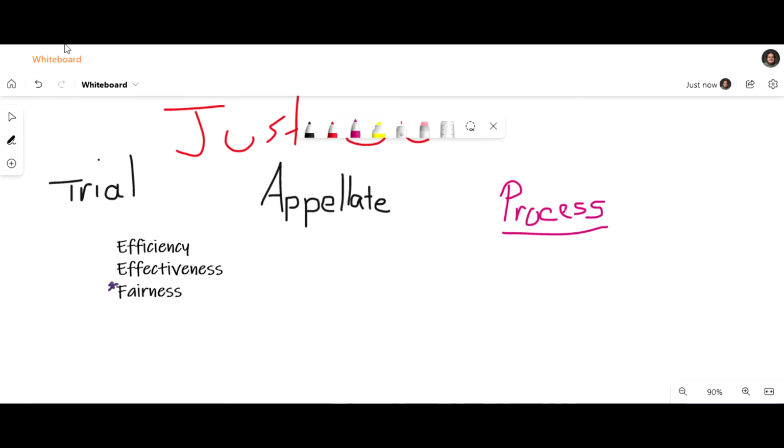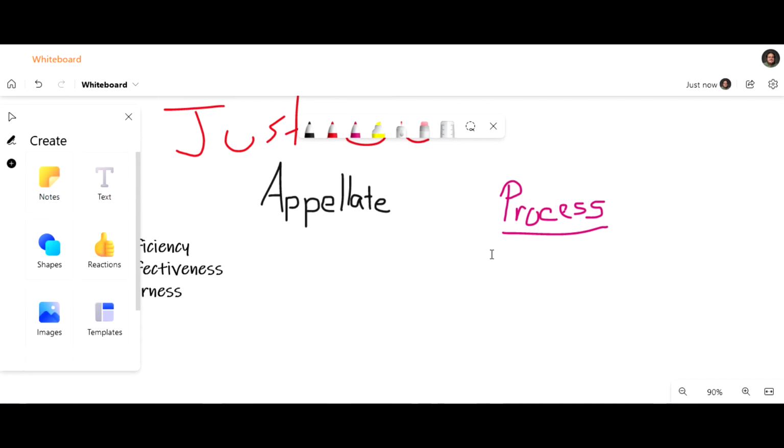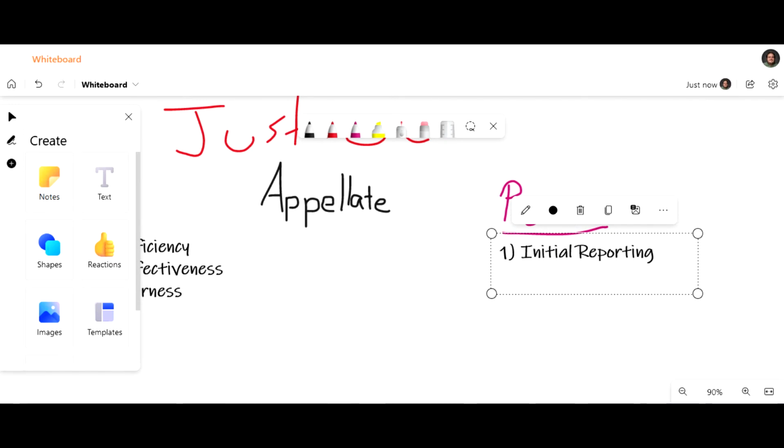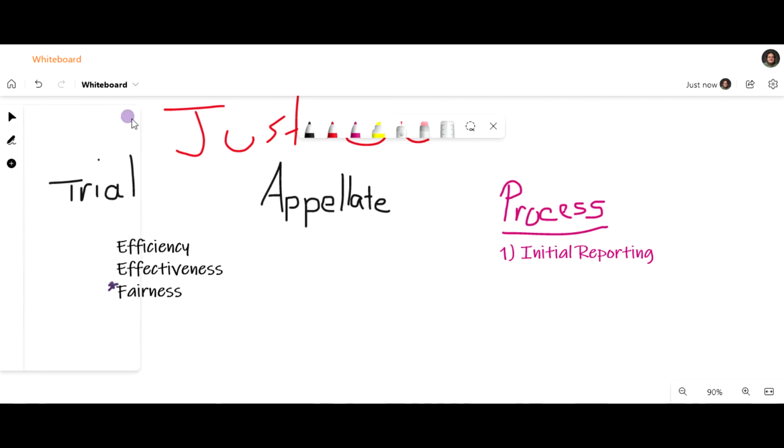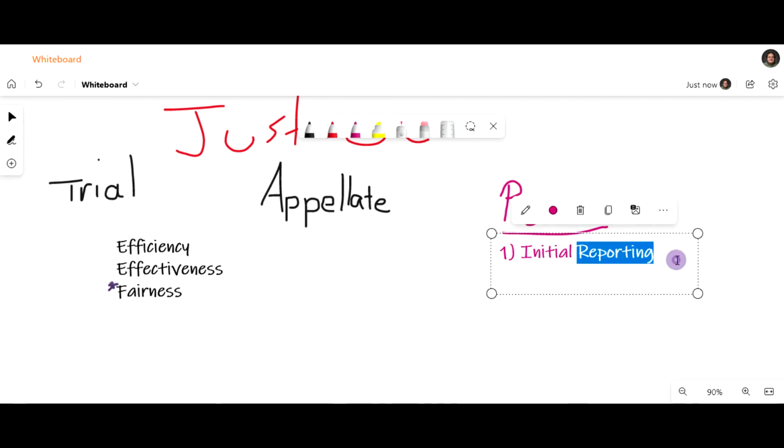So I guess I don't. I'm doing a text box. Sorry. So the process itself, like I said, I can even make it that color. Awesome. That makes my life so much nicer.